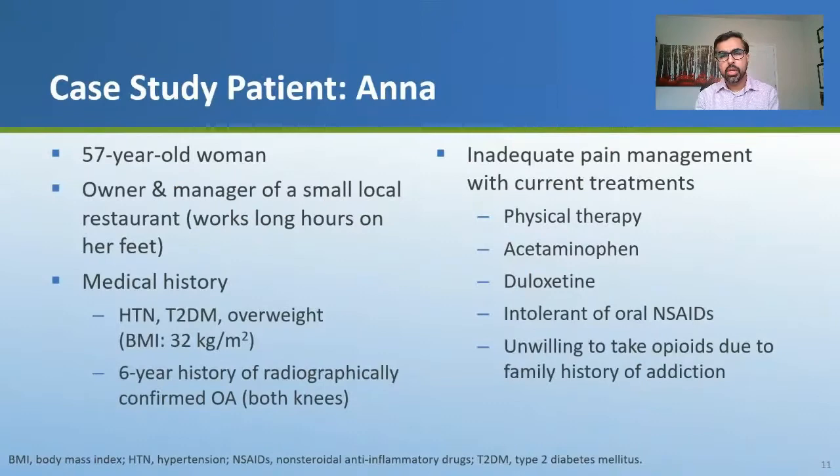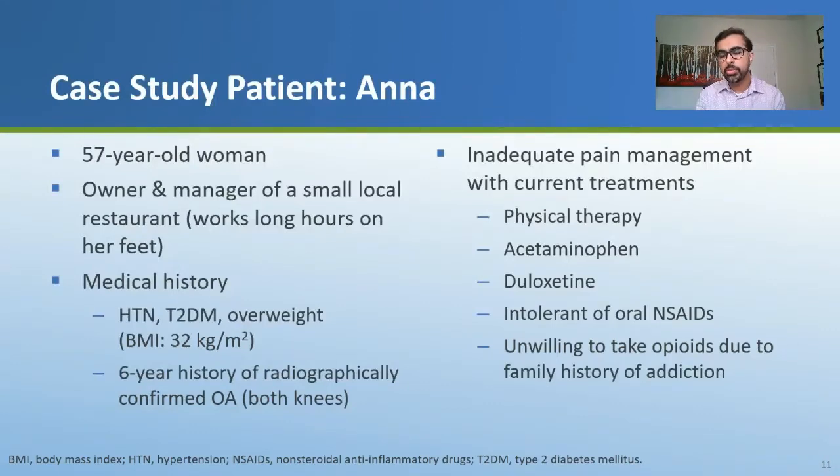So our first case study is Miss Anna. She's a 57-year-old woman. She's an owner and a manager of a small local restaurant, which requires her to work long hours on her feet. Her past medical history consists of hypertension and type 2 diabetes. She's overweight with a BMI of 32. She has a 6-year history of radiographically confirmed osteoarthritis of both knees.